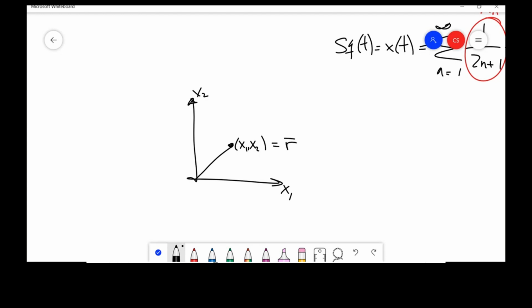So what is this? This is x1 times this vector, 1, 0, plus x2 times this vector, 0, 1. We will call this vector E1, and we will call this vector E2. So E1 is the unit vector in this direction, and E2 is the unit vector in this direction.